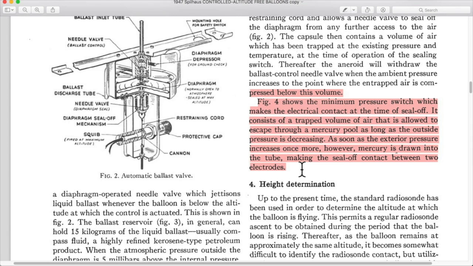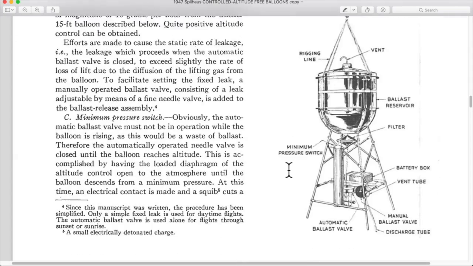Consists of a trapped volume of air that is allowed to escape to a mercury pool as long as the outside pressure is decreasing. Well, that's complicated sounding. As soon as the exterior pressure increases once more, however, the mercury is drawn into the tube, making the seal-off contact between two electrodes. That sounds pretty cool. So let's go take a look at the diagram before we try and break down that little description.